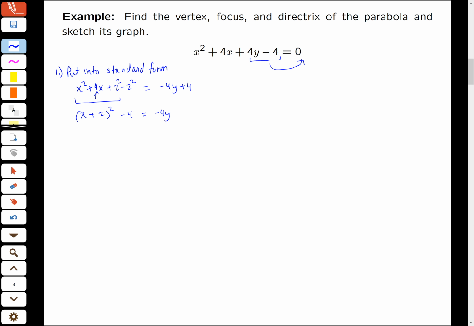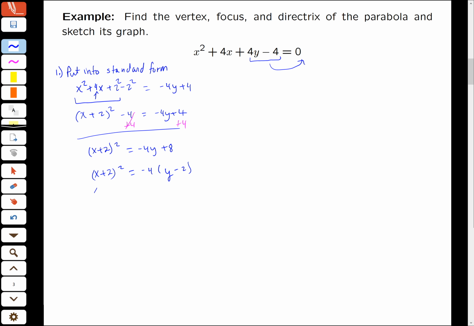I'm going to add that 4 over to the other side, and I get x plus 2 squared is equal to minus 4y plus 8. Factor out a minus 4, so we have the y term positive, and I have x plus 2 squared is equal to minus 4 times y minus 2. And now I'm ready to identify all the parts.